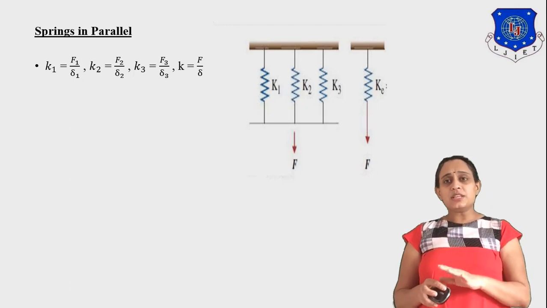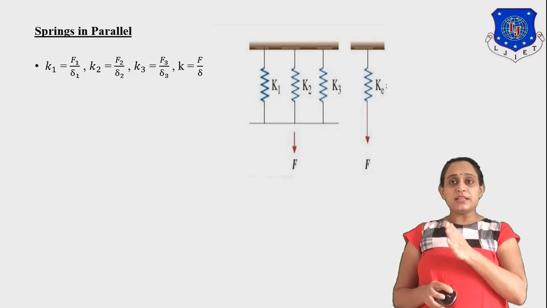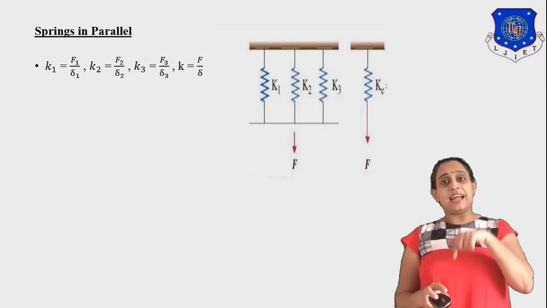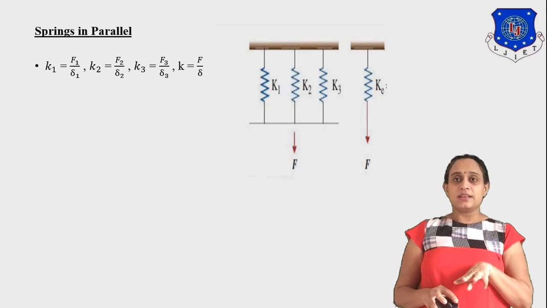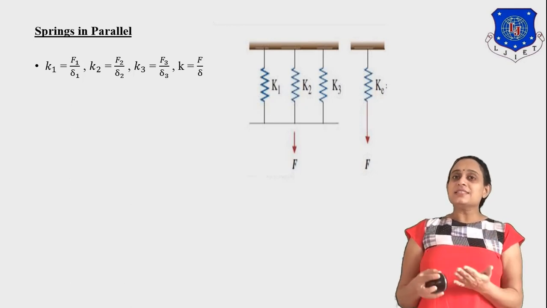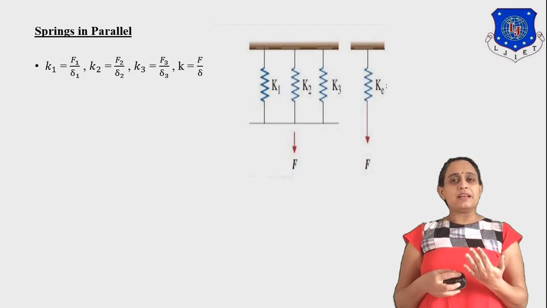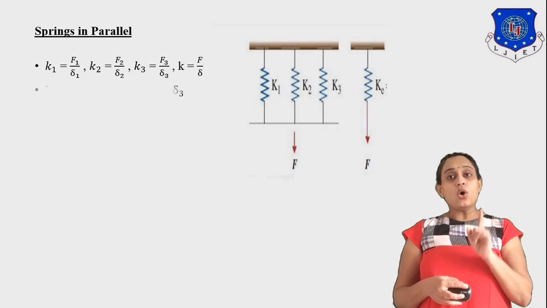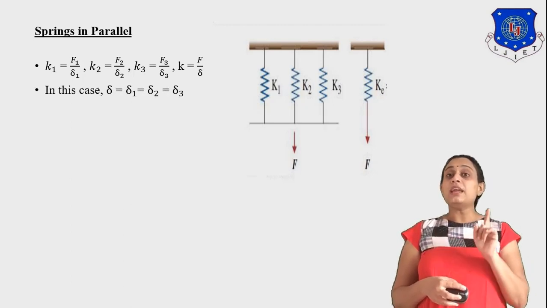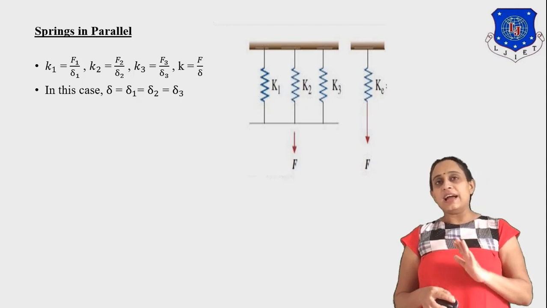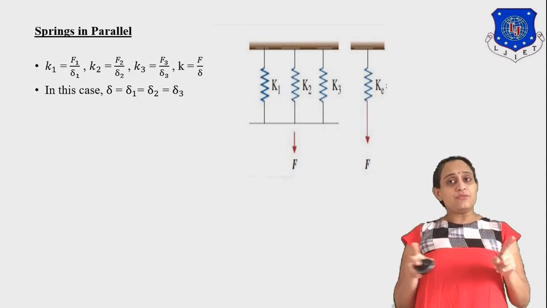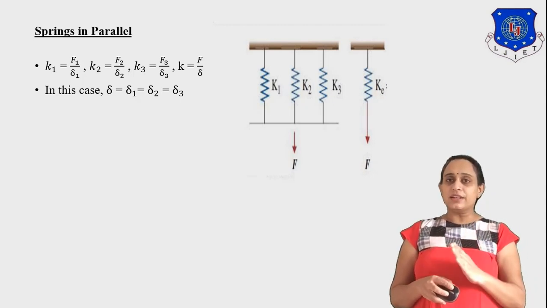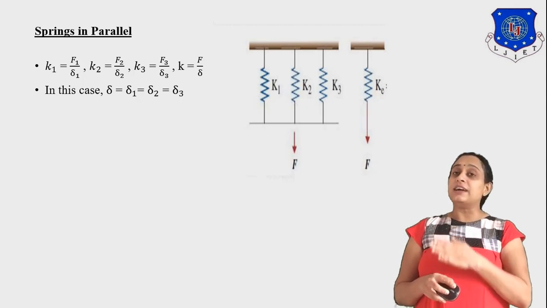Now, if you see in our first diagram, three springs are attached in parallel and the force acts downward on all three springs. Clear? In this case, we have to assume that the deflection of all the springs is similar. It means delta is equal to delta 1 is equal to delta 2 is equal to delta 3.